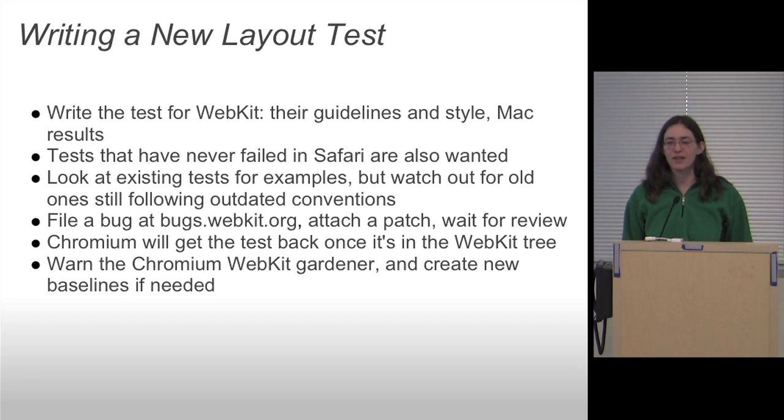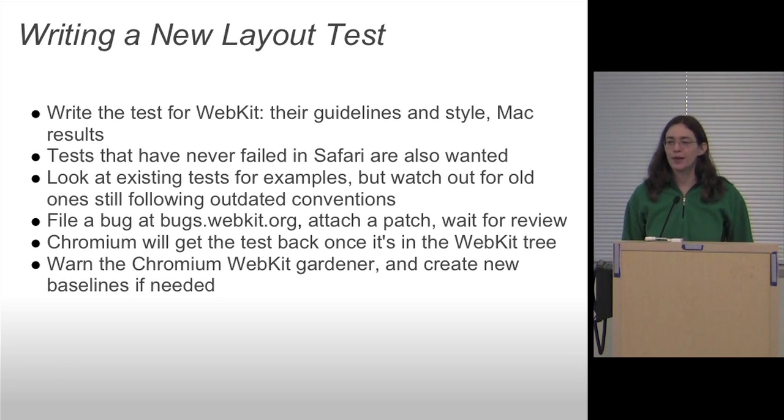Even if Safari doesn't fail it now and never has, they might sometime in the future, so it's a good way to catch regressions. And of course, any new embedder that decides to come along and embed WebKit will have more tests to make sure that they're doing it right. You can look at existing tests for examples to see how to write these things, but be careful not to look at ones that are too old. It would be good to go into the WebKit repository and find one that's been modified, if not newly written, within the last few months, because their conventions have changed. They've got new frameworks and new ways of going about writing these things, so it's good to look at a new one.